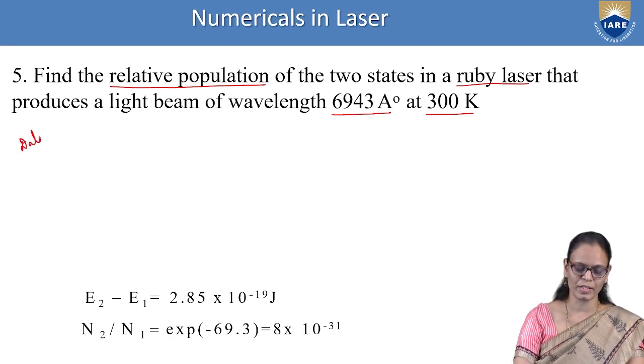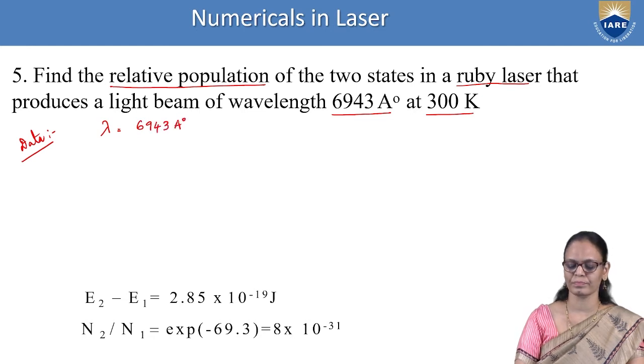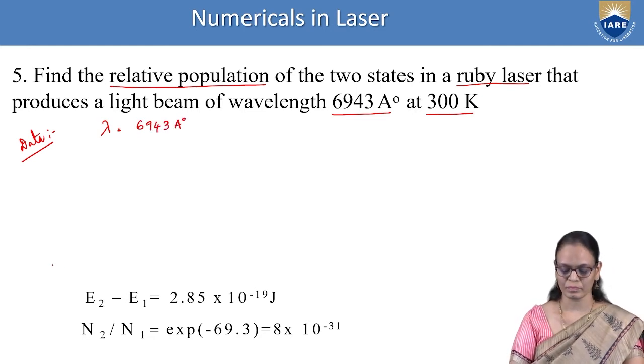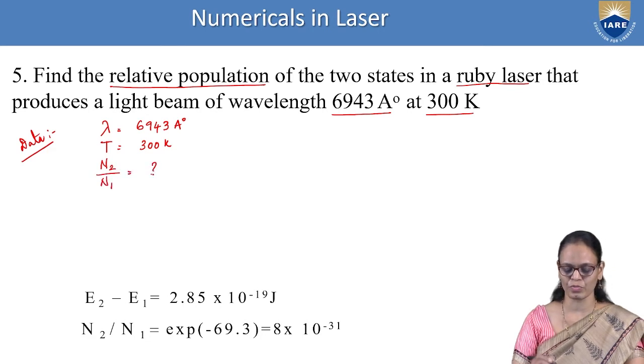So what is the data given first? We are given the wavelength, lambda, 6943 angstrom. And then we are given the temperature, 300 Kelvin. What we have to find is the relative population, that is N2 by N1.